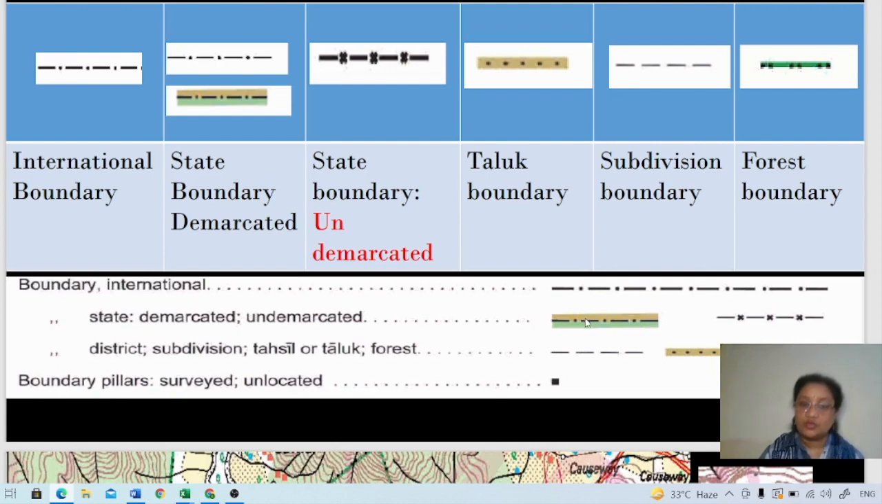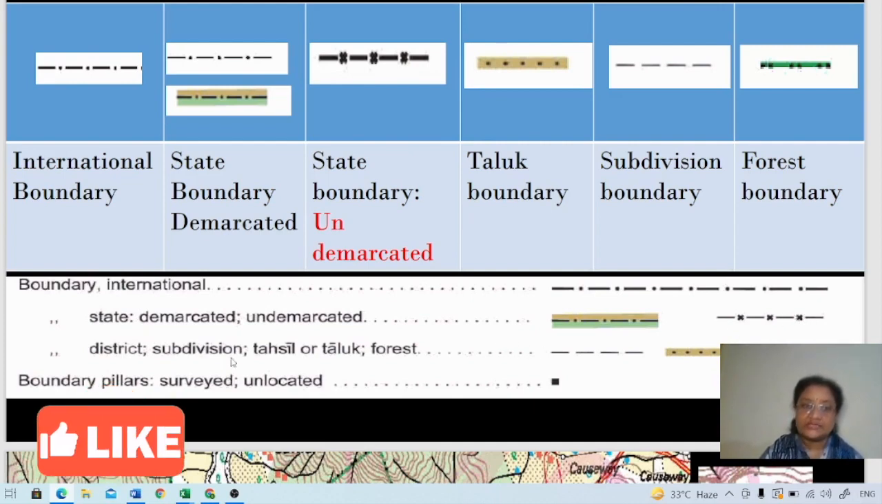But in this case, one more thing you should understand, children. The first one, which is colored like this, is a demarcated boundary. That means it is very clear that this is the boundary of the state. It is demarcated, and where small crosses are there in between the lines, it shows an undemarcated boundary. Of what type? This is the state boundary, undemarcated.